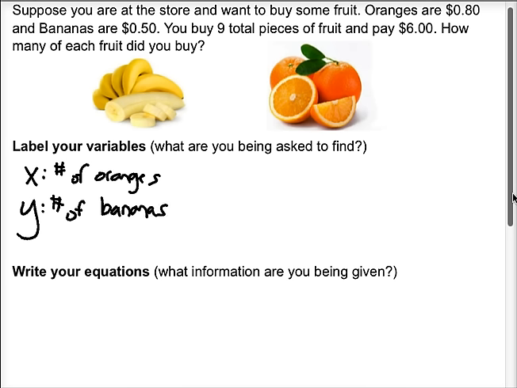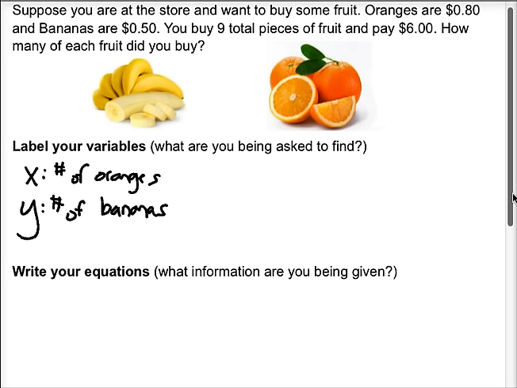So you always look to the question to determine what your variable is. In this case, the number of oranges, the number of bananas. And you do have to be very specific. Don't put oranges and bananas. You have to put that you're talking about the number of. You're counting how many you're buying. Now, we're going to use those variables to write our equations. So we need to look to see what information we are given.